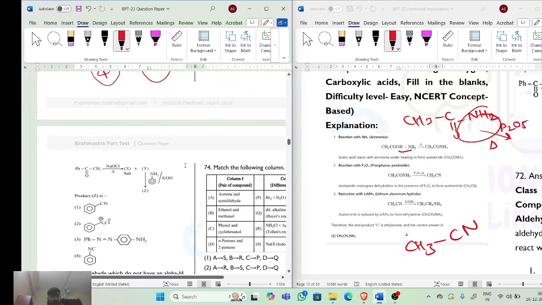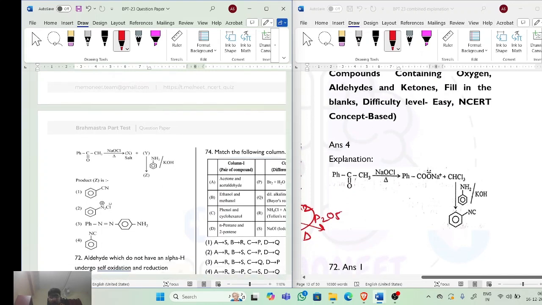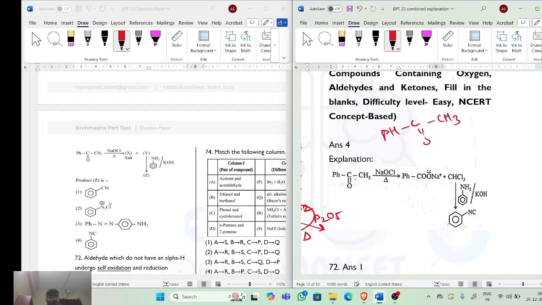Now question number 71. In question number 71, we are given Ph, C double bond O, then CH3, and the reactant is NaOCl in presence of heat. What can it do? First of all, the CH3 group will leave, and then Ph, C double bond O, O minus and Na plus will form. As a side product, CHCl3 will also form because of this reagent, NaOCl.